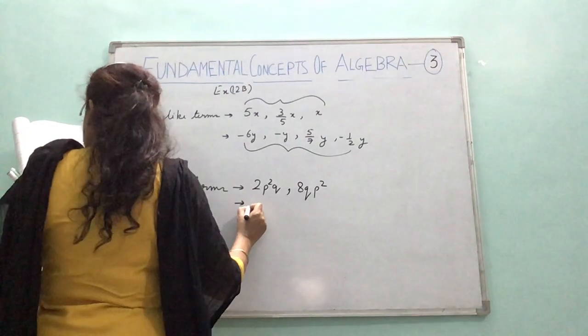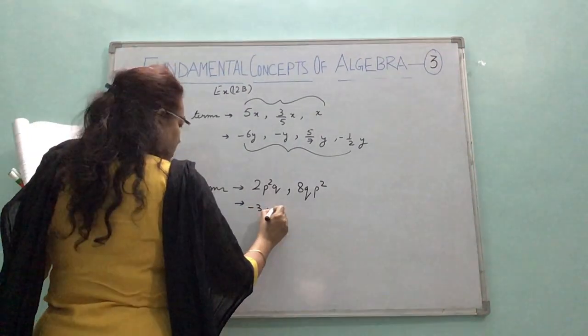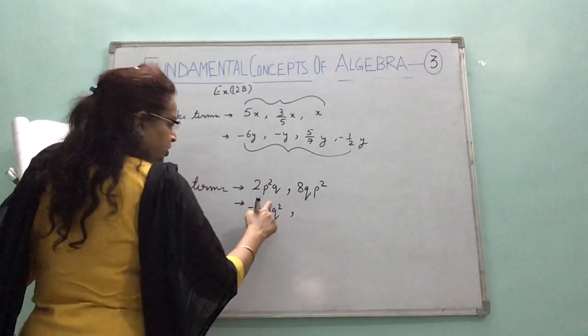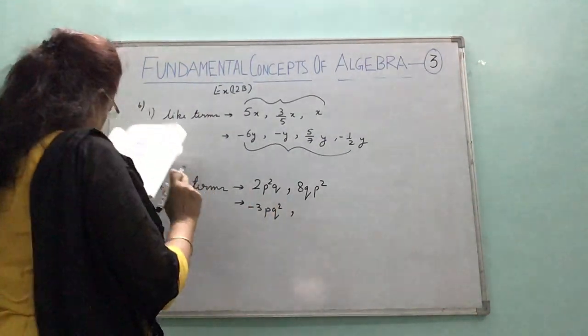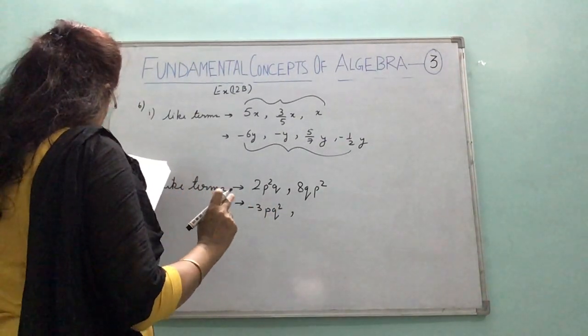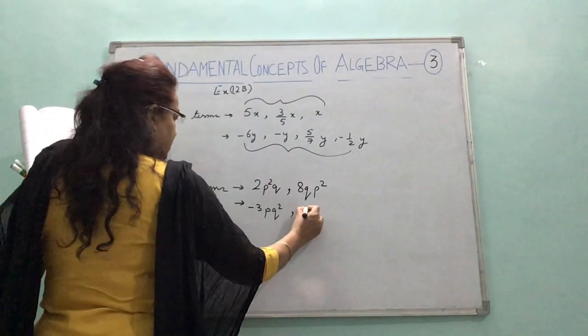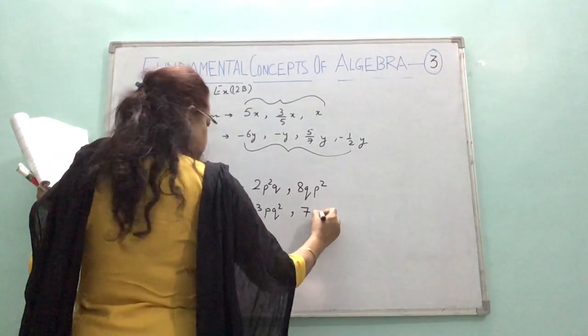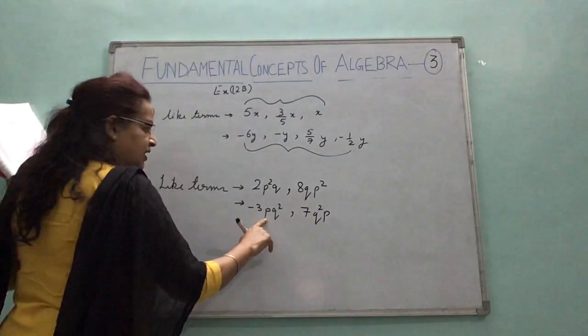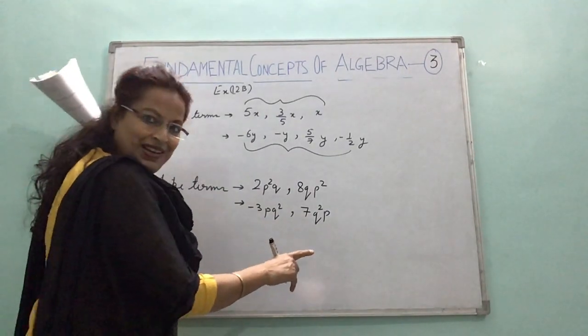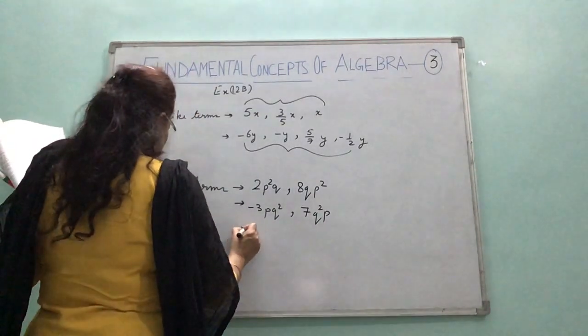Now next I'll take minus 3p q square. Now p should be raised to power 1, q square. Now let's see q square. Yes, 7 q square p. Order is different, but they are again what? Like terms.